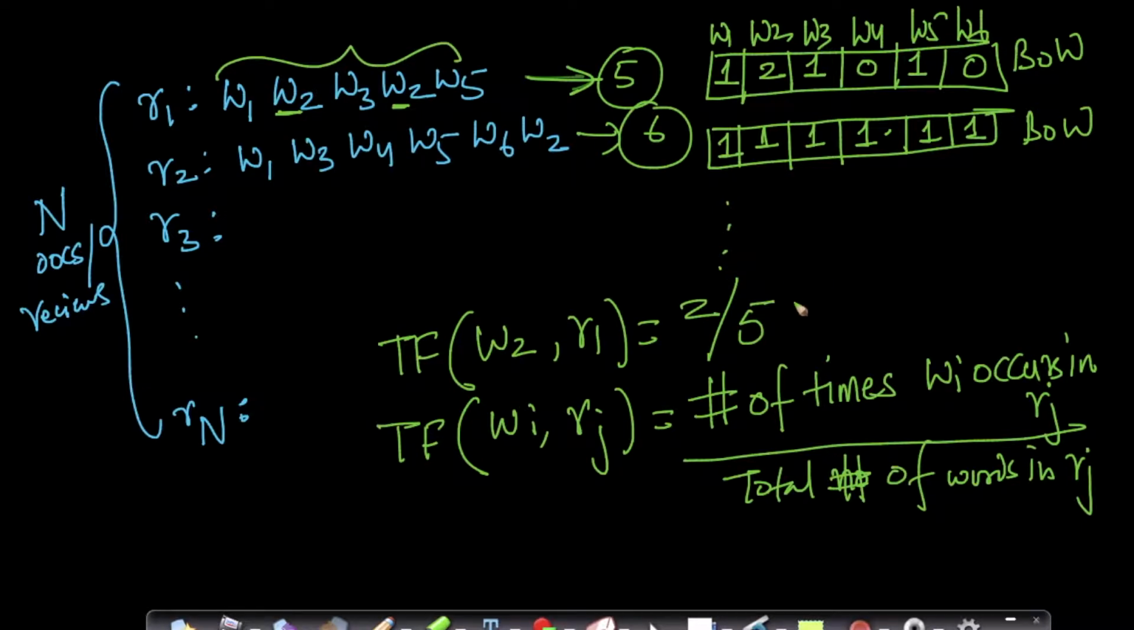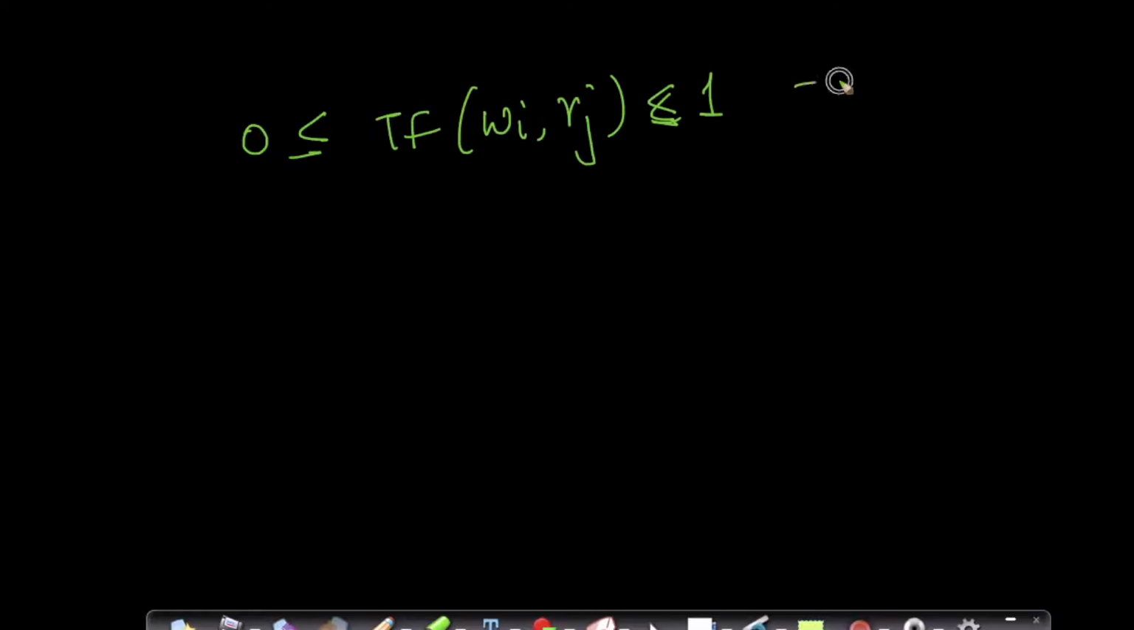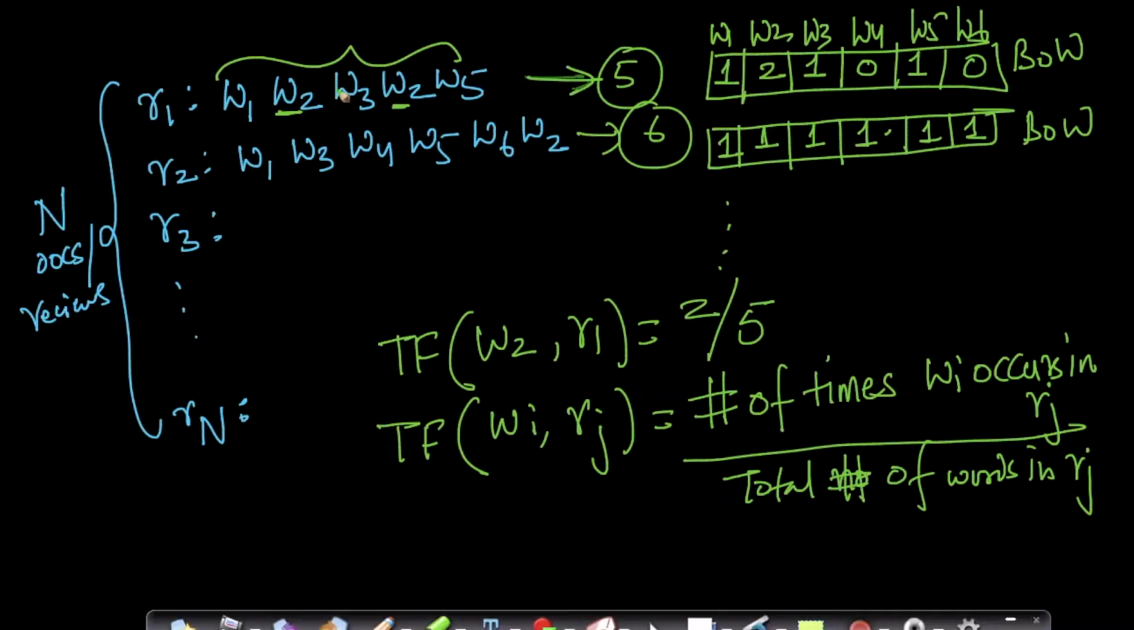Remember, the TF of any word in any review or document lies between 0 and 1. It always lies between 0 and 1. When something lies between 0 and 1, you can interpret it as a probability, because the probability of anything lies between 0 and 1. So basically, term frequency is saying what is the probability of finding a word in a document.